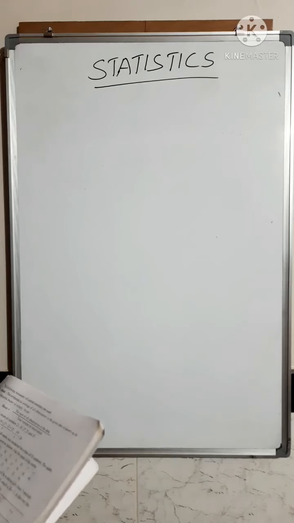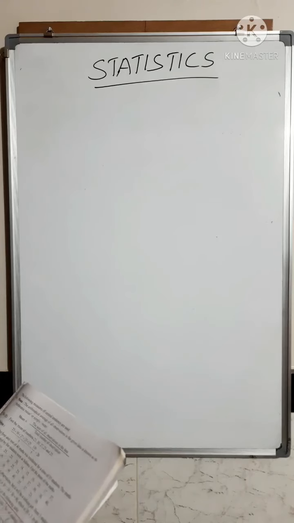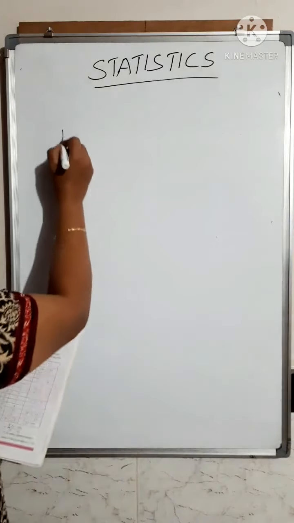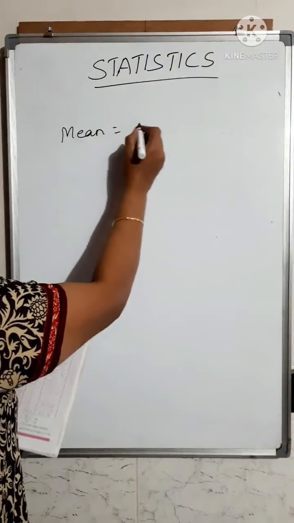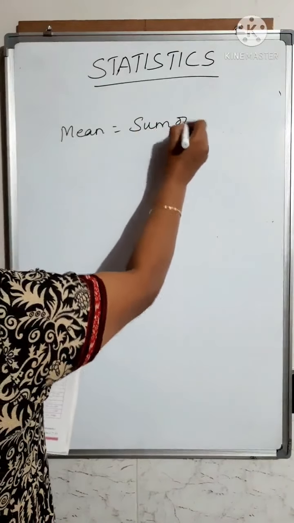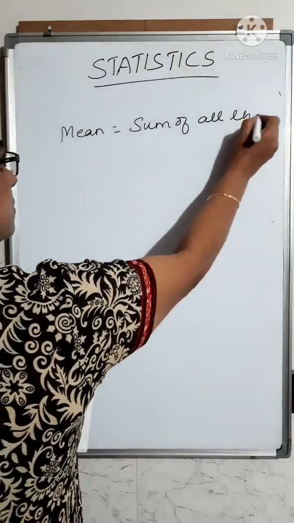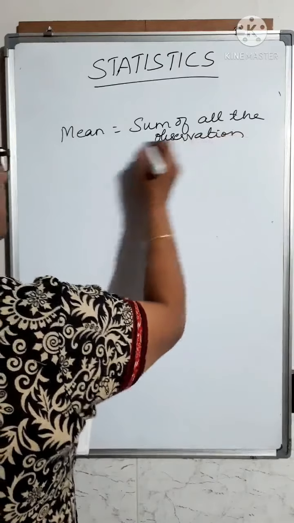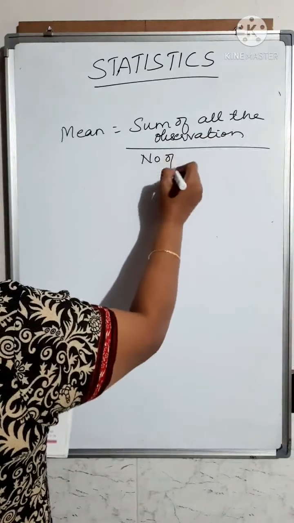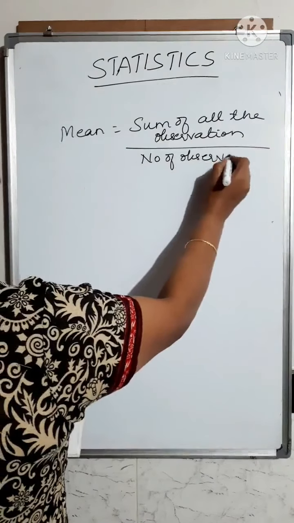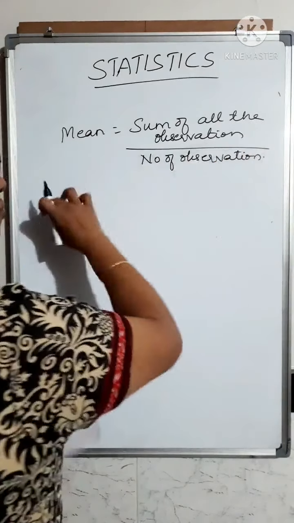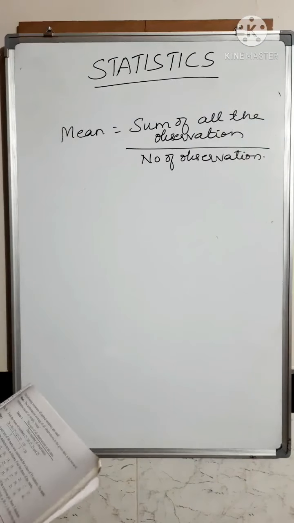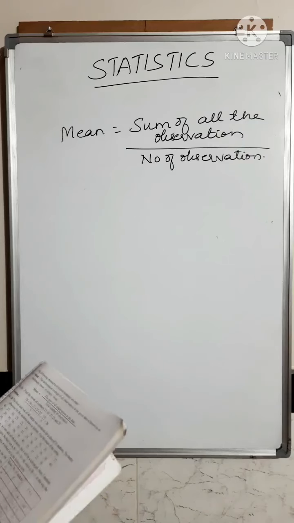Mean is nothing but the average. Finding out the average of the scores is called the mean. There is a simple formula for that. For mean, the formula is given by the sum of all the observations divided by the number of observations. That is, when scores are given, you add all the scores and divide it by the number of scores. They have given an example problem in the textbook.